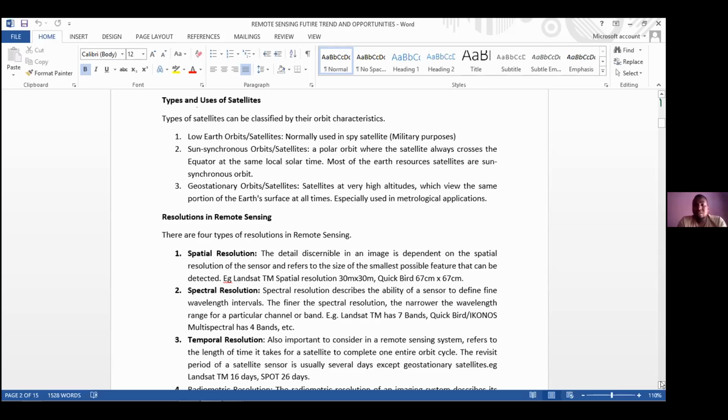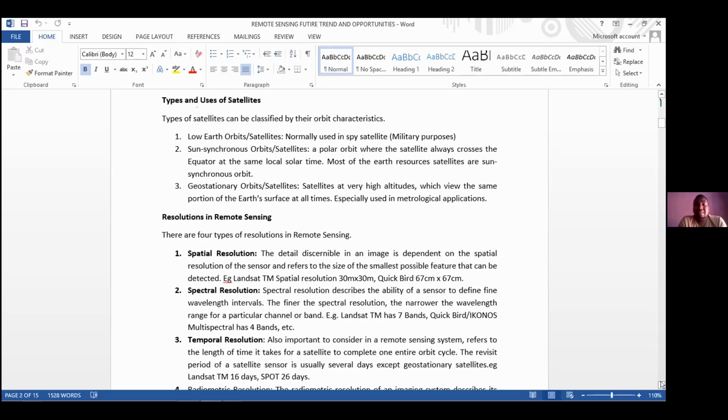These are normally used as spy satellites, mostly for military purposes. The low Earth satellites are not very high in the sky. They're actually very close. Examples of these low orbit satellites are the Landsat satellites. They're very close to the Earth, but you can even view them using a telescope. You can see them.